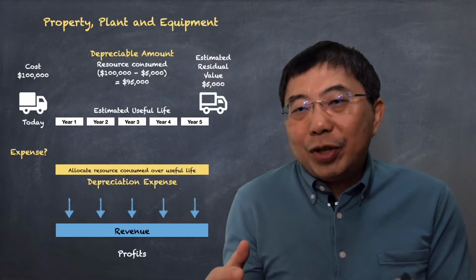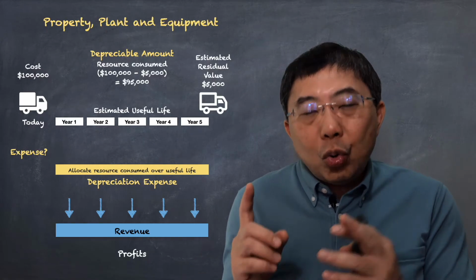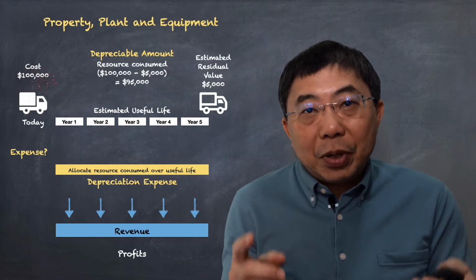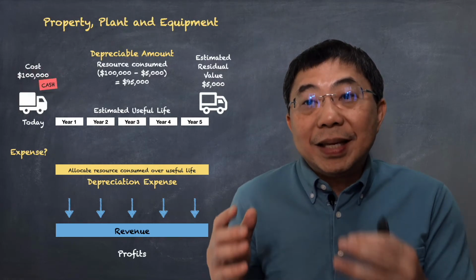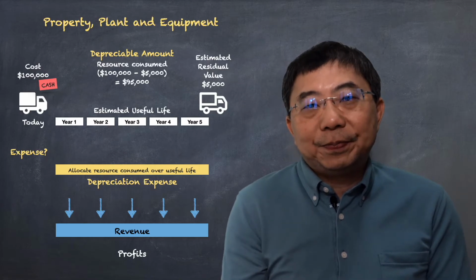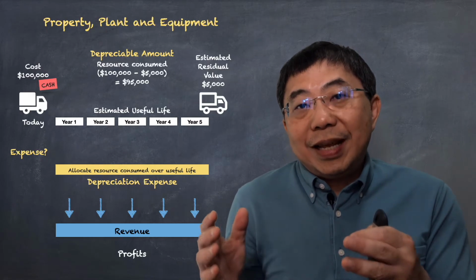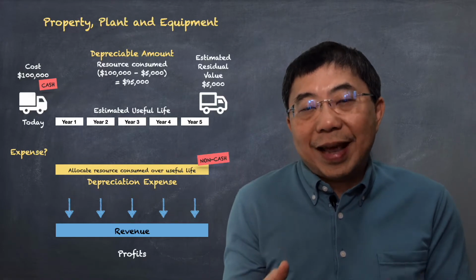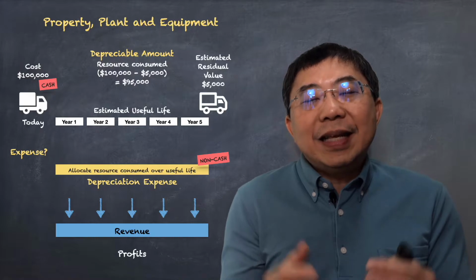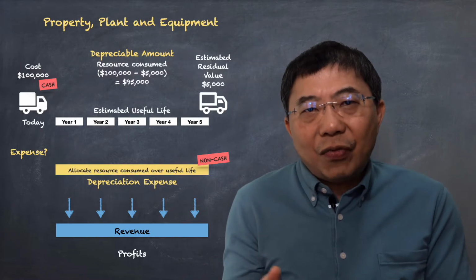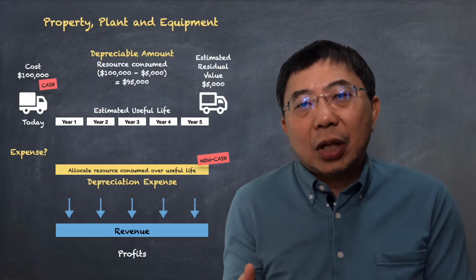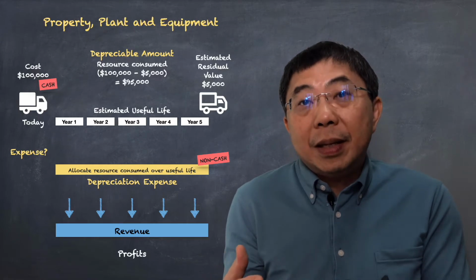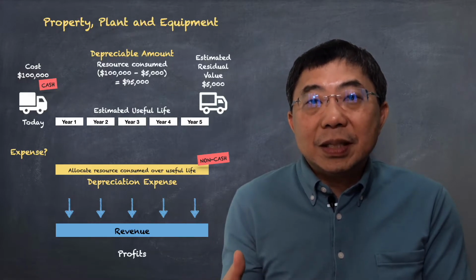An important point to note here is that the only transaction that involves cash is the purchase of the asset at the beginning of its useful life. The annual depreciation expense does not involve any cash transactions at all and is merely a process of allocating portions of the cost of the asset so that we can better determine the performance of the business every year.